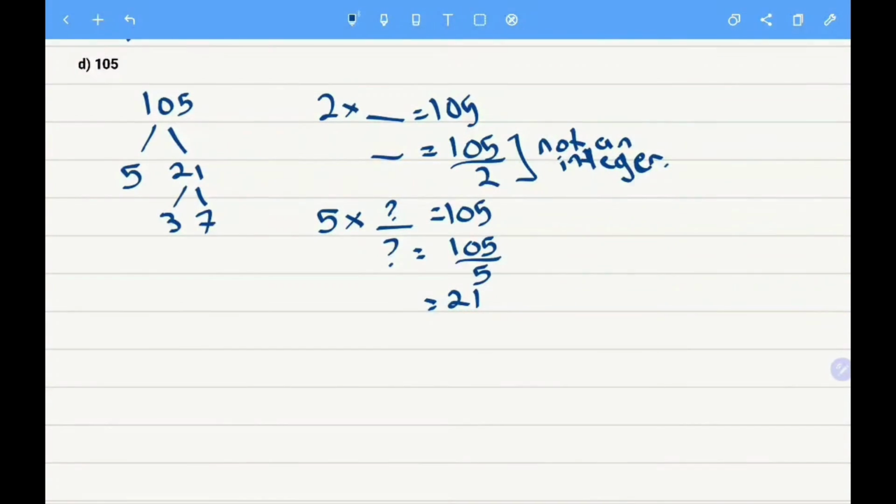Now, does 3 have any factors other than 1 and 3? It doesn't. So that's the lowest number it can possibly be. We cannot split it into other numbers. How about 7? Same as 3, it doesn't. So, from this factor tree, we can see that 105 has factors other than 1 and itself. Therefore, we can conclude that 105 is a composite number.